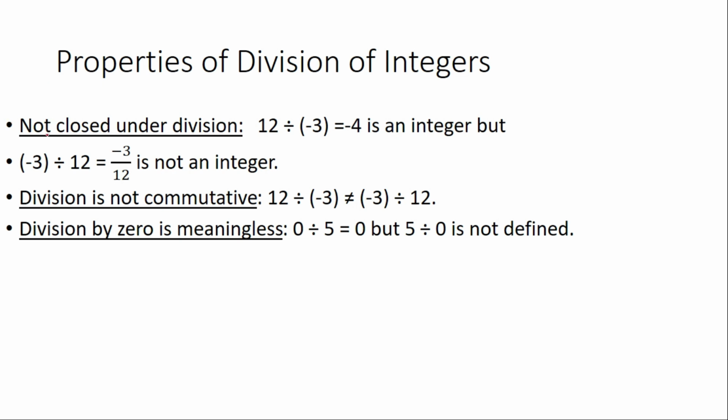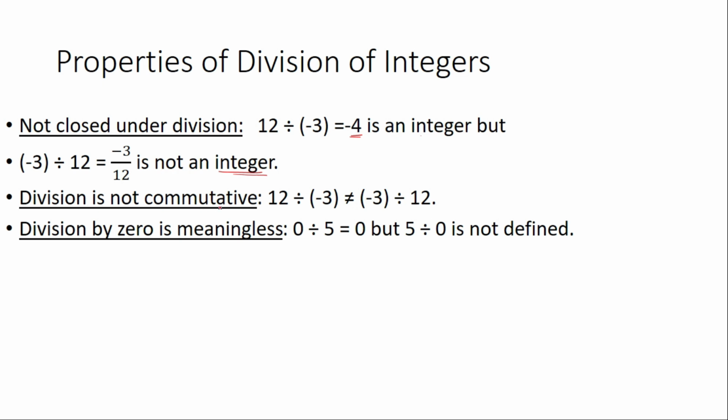First one, it is not closed under division. That means if I write 12 divided by minus 3, the answer will be minus 4, which is an integer. But if we write minus 3 divided by 12, the answer will be minus 3 by 12, which is not an integer.